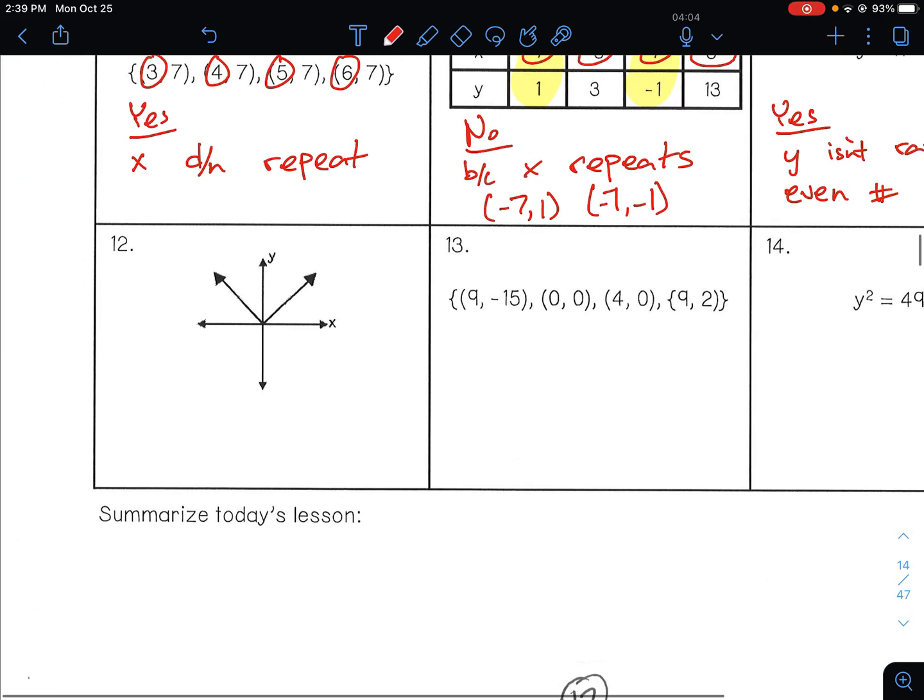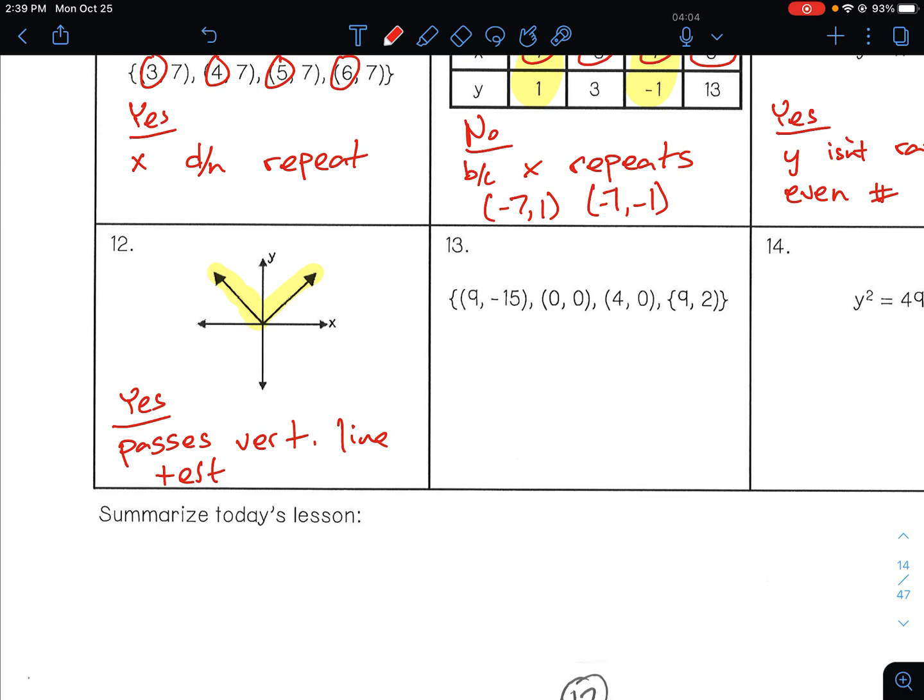Number 12, is this a function? Here's our graph. Does it pass a vertical line test? Yes, it does. So yes, it is a function. Y passes a vertical line test.